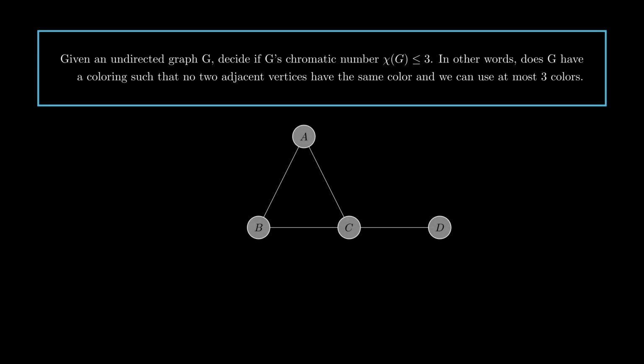For example, let's say we color A to be red. And since B is adjacent to A, it needs to be a different color. So in this case, let's say we choose blue. And then finally, since C is adjacent to A and B, we have to color it green. And finally, we can choose D to be red or blue. We'll choose it to be red. Here, we have shown that there's a three coloring for this graph.